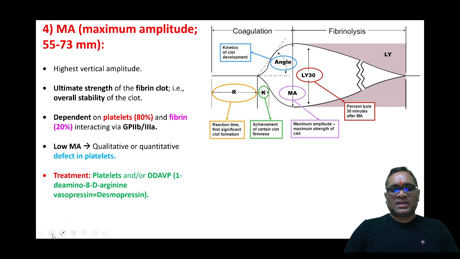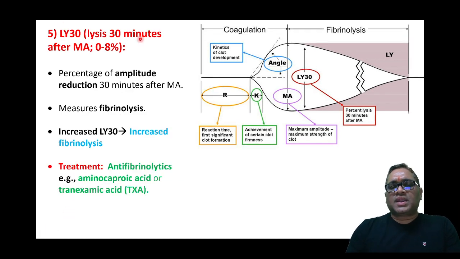So the last one is the lysis 30. Lysis 30 is lysis at 30 minutes. After the maximum amplitude, after 30 minutes, lysis will start. So it measures the fibrinolysis. In a very simple manner, you have to understand, the name itself is telling: lysis 30 measures fibrinolysis after 30 minutes.